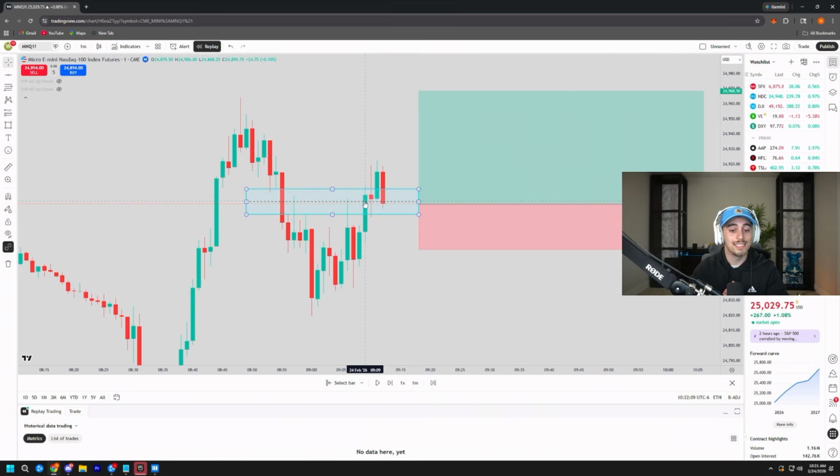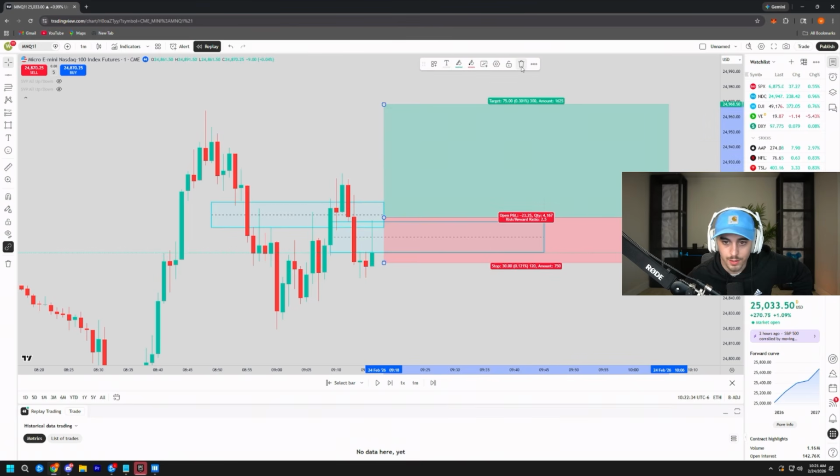An average ICT trader probably takes this. And depending on how big their stop is, look at this. It goes 70, almost 75 points into drawdown, or 70 points into drawdown at its max. Then we put this gap in.